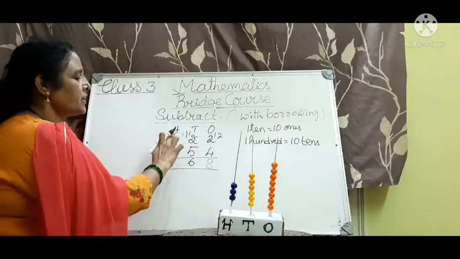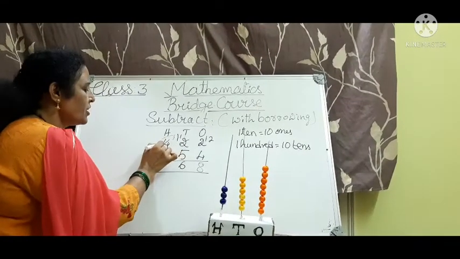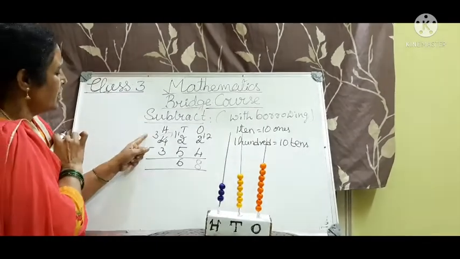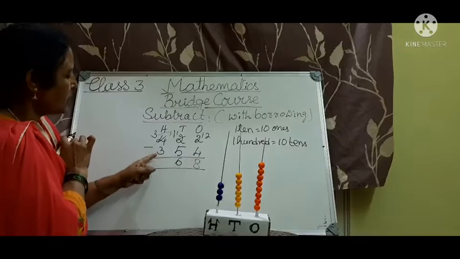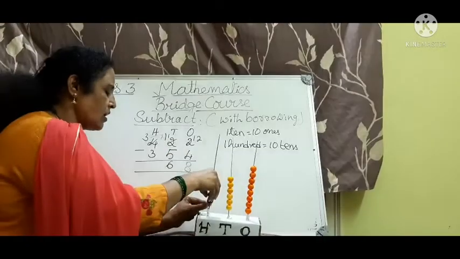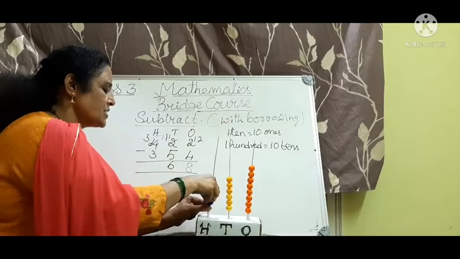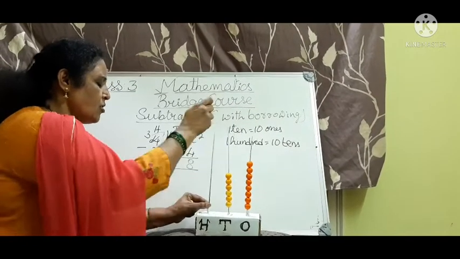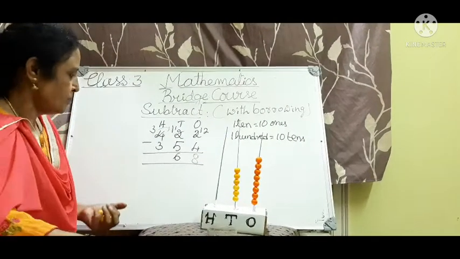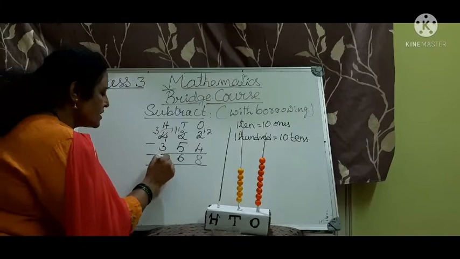Now, after giving borrow, here 300s will remain. Then 3 minus 3. I will take out 300s. Then how many are remaining? 0. No beads means 0. Then 3 minus 3 is 0.